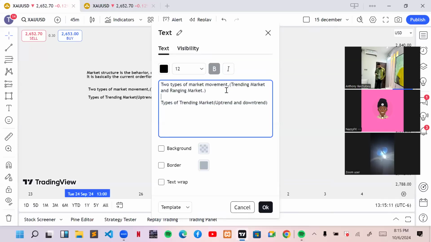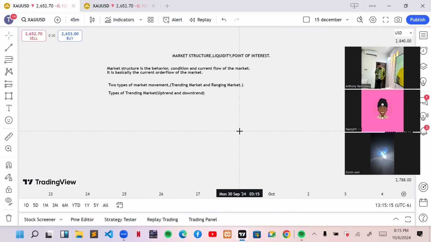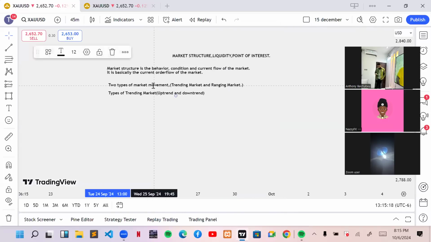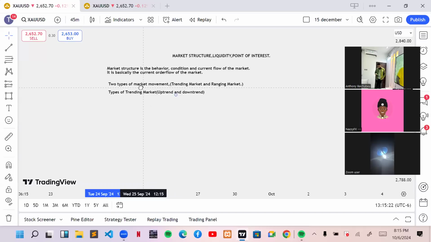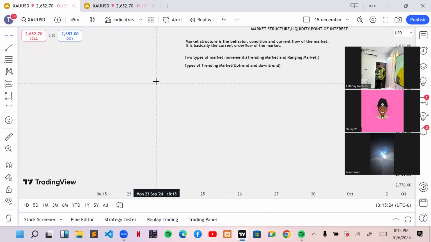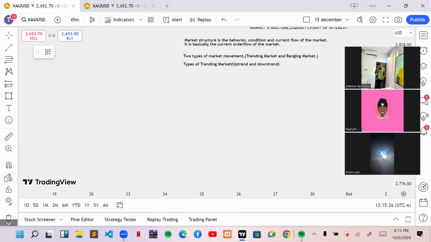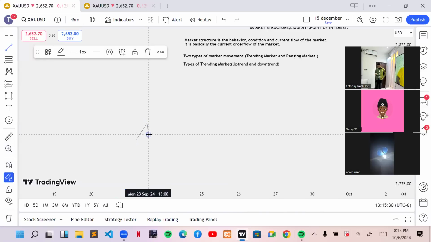So the types of trending markets are the uptrend and then the downtrend. What I mean by an uptrend is when the market is making a series of higher highs and higher lows. In this scenario the market is making higher highs and then higher lows, higher highs and then higher lows. This is what it means for the market to be on an uptrend.